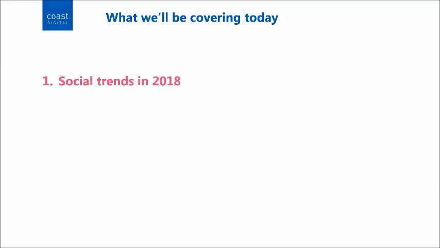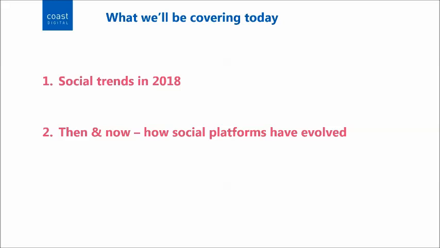So there's sort of three key areas we're going to be looking at. The first one is social trends in 2018. Then, then and now, and how social platforms have evolved in the past 4 years. And then finally, we're going to be looking at the rise of virtual assistants and how they're going to affect social and digital marketing in the next few years.